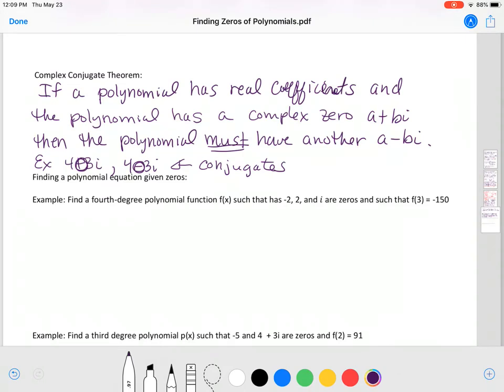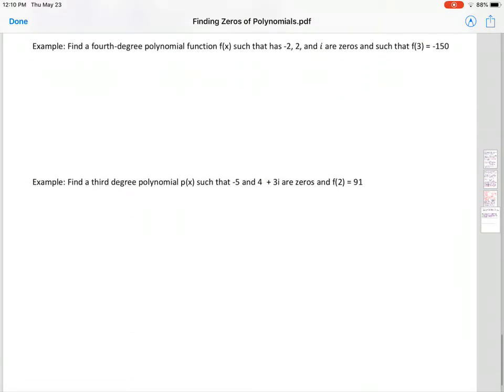Okay, so now we're going to use that complex conjugate theorem to do the next couple of examples. So we're going to find a polynomial that's fourth degree, meaning by the time we're done writing it out, we should have 4 factors. Okay, so we have a fourth degree polynomial function that has -2, 2, and i as zeros. I'm going to have a leading coefficient. I don't know what that is yet, so I'm going to just write in a.